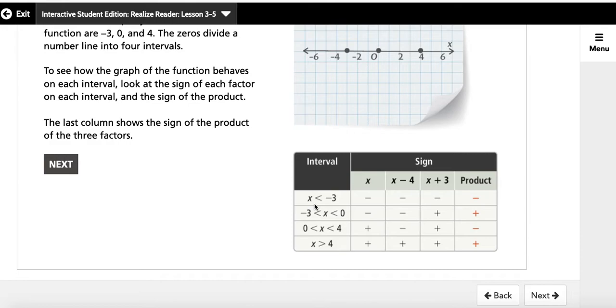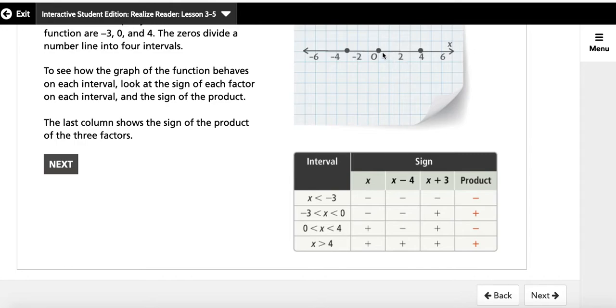Okay, so they have, if x is less than negative 3, then x will be negative. It can be any number less than negative 3, then x minus 4 will be negative, and x plus 3 will be negative. If you multiply a negative times a negative times a negative, you're going to get a negative. Then they test a number between negative 3 and 0, like, let's say negative 2. If I plug negative 2 in here, negative 2 is going to come out negative. Negative 2 is going to make this negative. Negative 2 is going to make that positive. So we have a negative times a negative, which makes it positive. Positive times positive is positive.